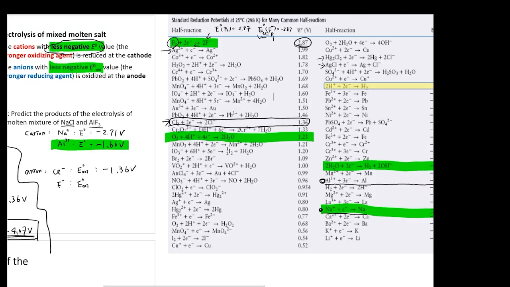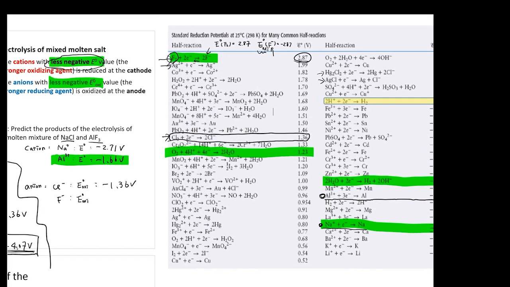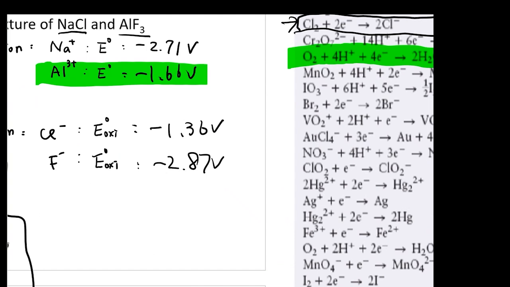Then using a similar principle, you want to look for the Cl minus and the F minus. If you look at the Cl minus, it's this one. So let's reverse the reaction. You know the E naught ox is negative 1.36 volt. And then for your F minus, it's this one. That means you need to provide 2.87 volt to drive the oxidation of your F minus. So once you get these values, the answer should be this.